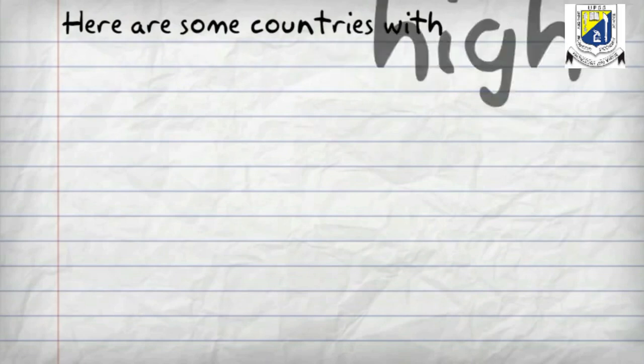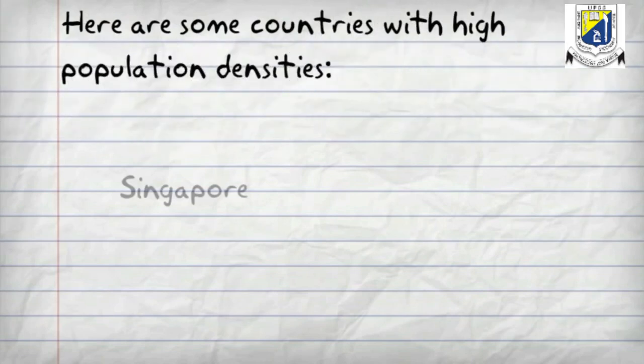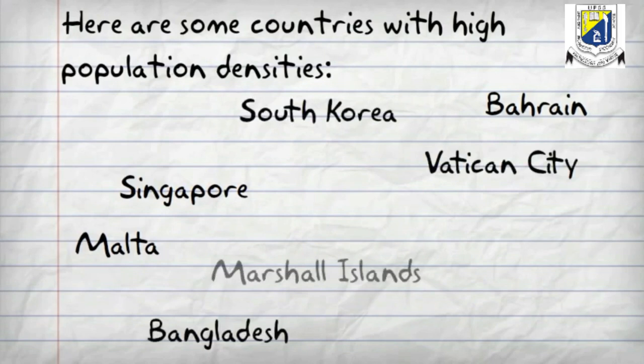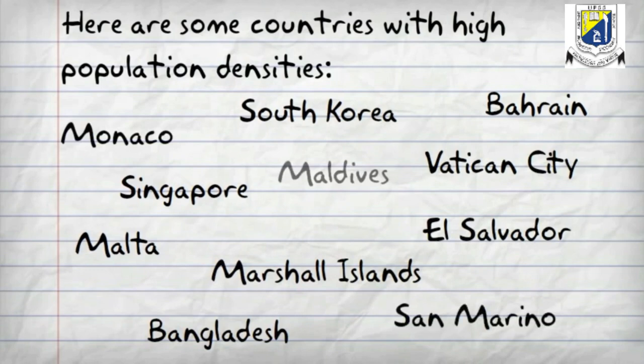So here are some countries with high population densities: Singapore, Bahrain, the Vatican City, South Korea, Bangladesh, Malta, just to mention but a few.